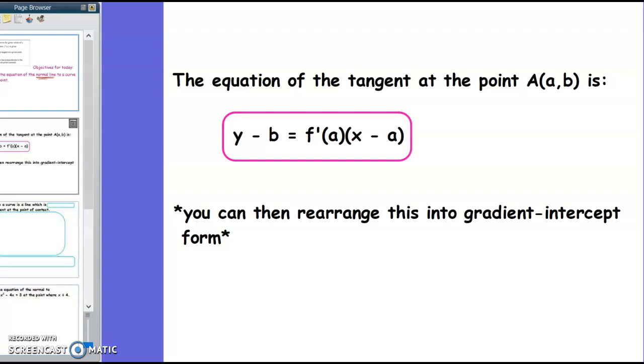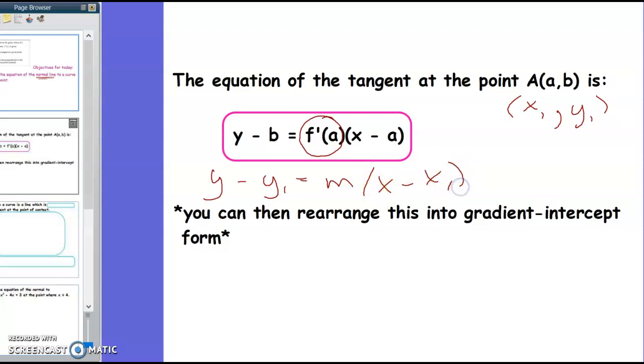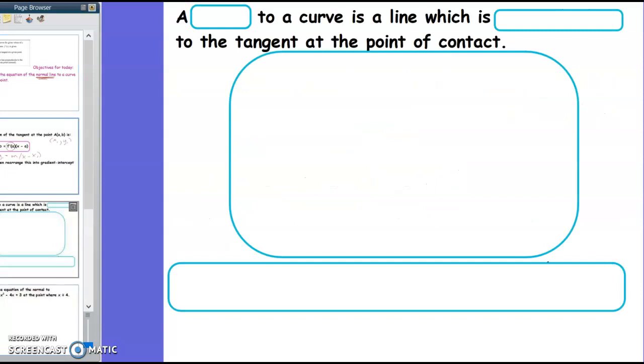So remember we said that AB, we usually call that x sub 1, y sub 1. And so our equation here would be y minus y sub 1 equals m, right? Remember the derivative at a specific point is the gradient, x minus x sub 1. And then we can rearrange this into whatever form that we want. So we're just going to use that same equation today, except that instead of finding the tangent line, we're going to be finding the normal line.